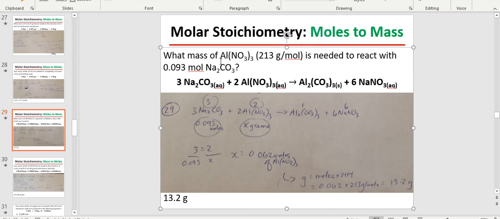What mass of aluminum nitrate is needed to react with 0.093 moles of sodium carbonate? So here I'm asking for the mass, and I give you the moles. So write it out. There's your molar ratio. I'm asking for grams, I give you moles. Mole, mole, mole. You can do a box, which will give you moles. But now the question is asking you to convert that into grams, and you just use your formula and away you go.